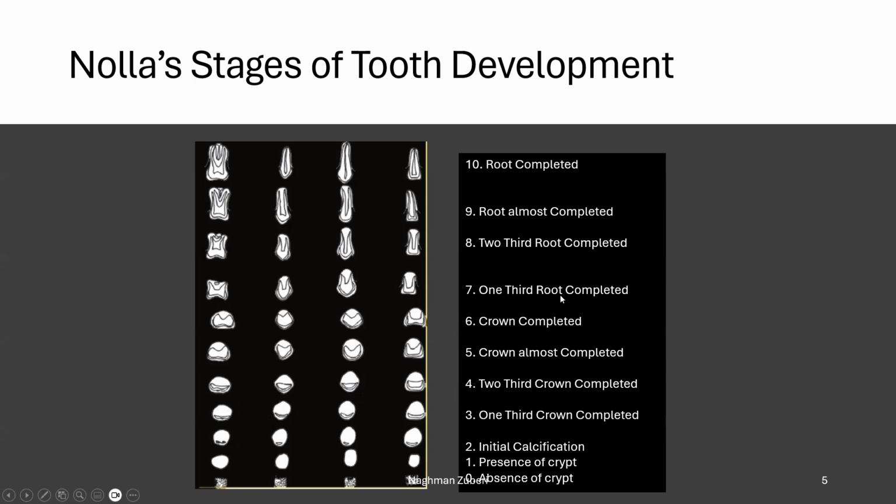Stage 7, one-third of the root is completed. Stage 8, two-thirds of the root is completed. Stage 9, root is almost completed. Stage 10 is when the root is completed and the apex is closed, a mature tooth.